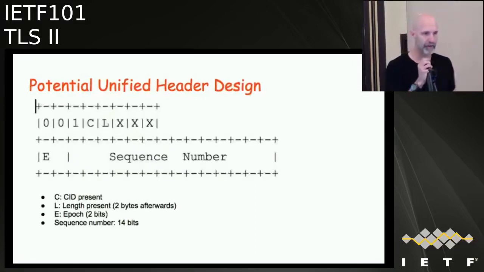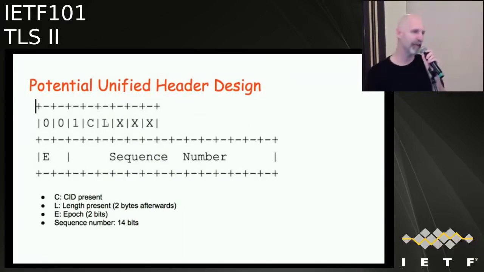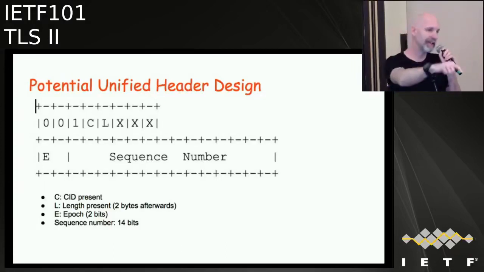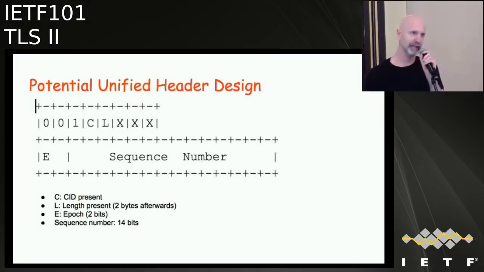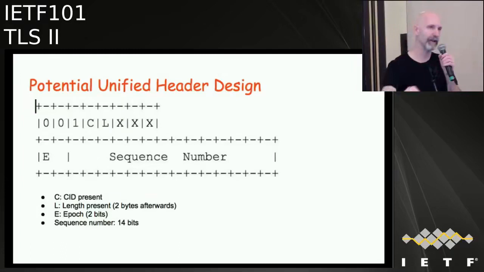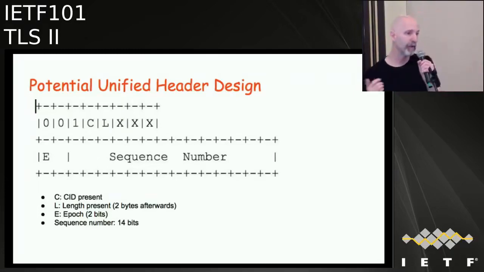Next slide. So here's one design. We take the first byte, and remember it has to start with 001 for deconfliction reasons. And then we assign 2 new bits, C, which means the connection ID is present, and L, which means the length is present, and then the next 3 bits are just XXX. They're just reserved. We probably have to grease them, but that's easy enough to do. And then the epoch and the sequence are packed together in the remaining 2 bytes. So we have 3-byte headers.